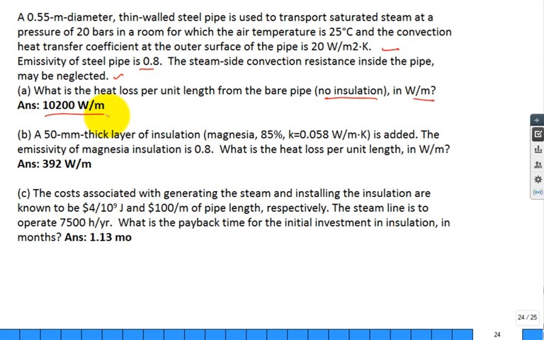But okay. Then you add a 50 millimeter thick layer of insulation, and the insulation conductivity is given to you in the problem statement, I don't recall. So 0.058 watts per meter Kelvin is added. And the emissivity of the outside of the insulation just happens to be 0.8, the same as the bare pipe. Okay, what is the heat loss per unit length? So is this a part that you want to spend more time talking about? Yeah, because you find that temperature.